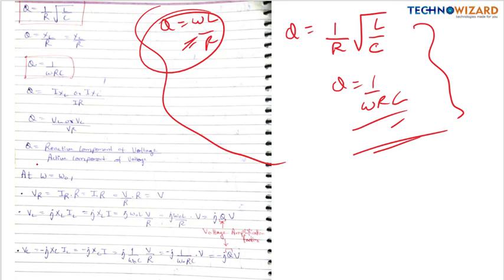Okay, so at omega equal to omega naught, the resistive voltage VR is always equal to the source voltage, that is at unity power factor, and here the source voltage is in the same phase as the source current. For VL and VC, VL will be equal to jQV, and VC is minus jQV. This is the voltage amplification factor at resonance.